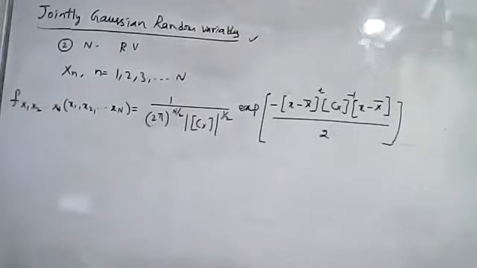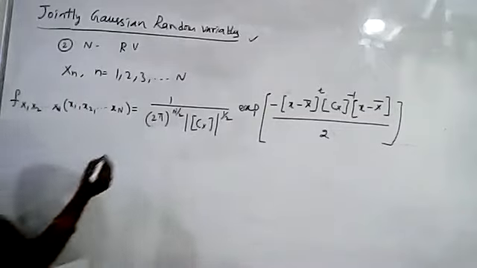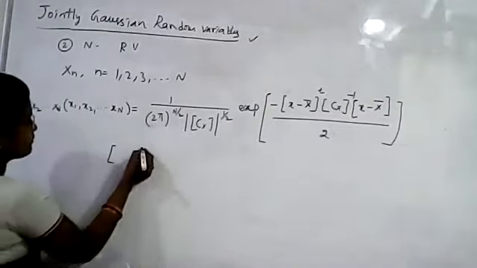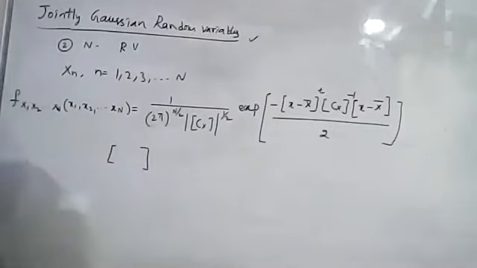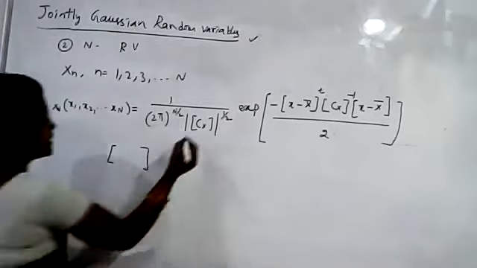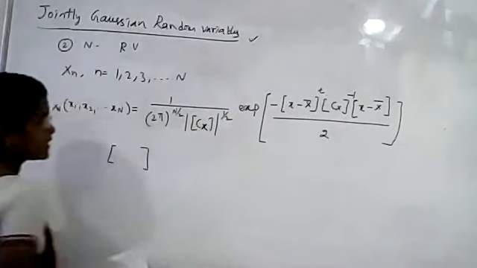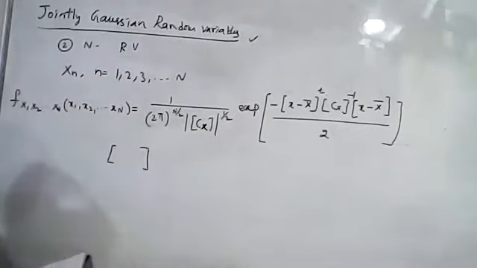Here, this bracket we use to represent the matrix. Cx is the covariance matrix, Cx is in matrix form, and similarly x minus x bar is also in matrix form.